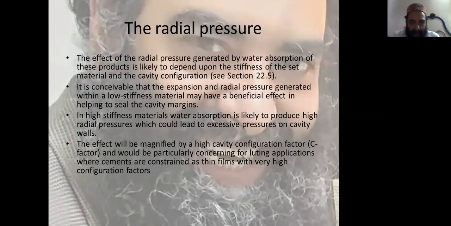In high stiffness materials, water absorption is likely to produce high radial pressure, which could lead to excessive pressure on cavity walls. The effect will be magnified by a high cavity configuration and would be particularly concerning for luting applications, where cements are constrained as thin films with very high configuration factors.